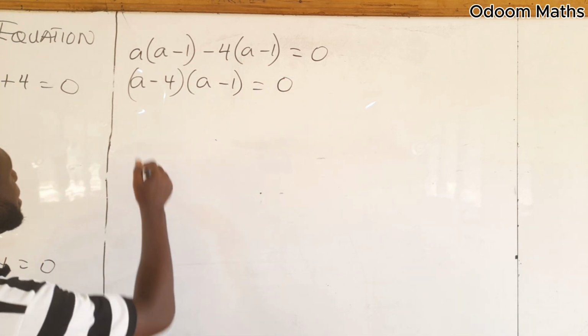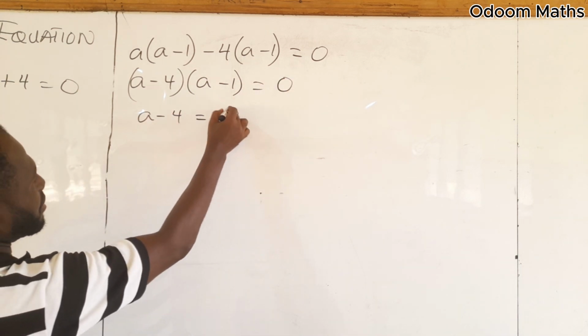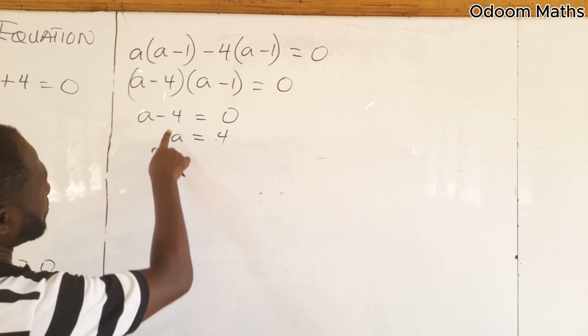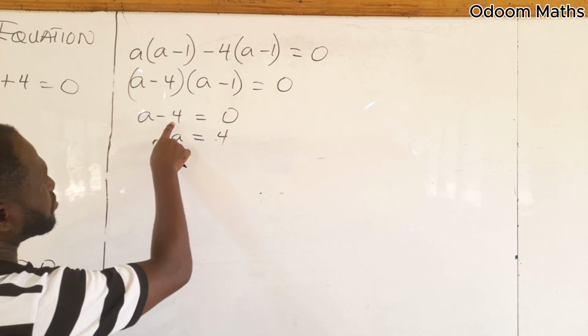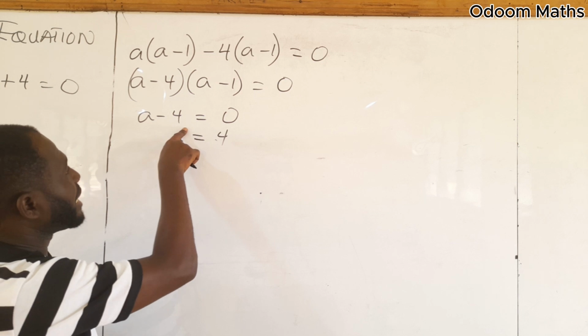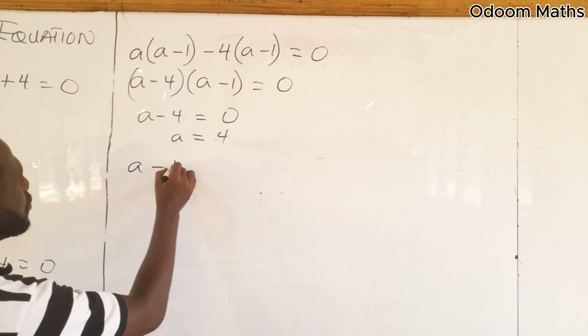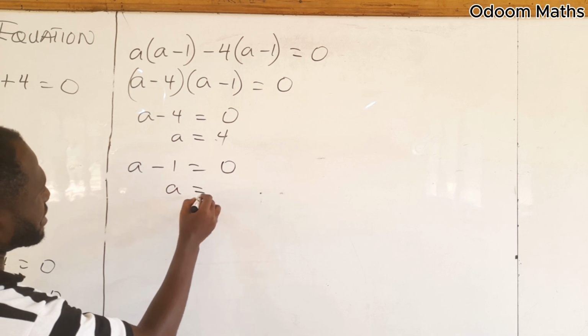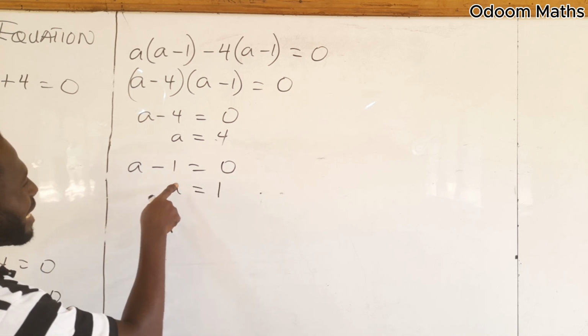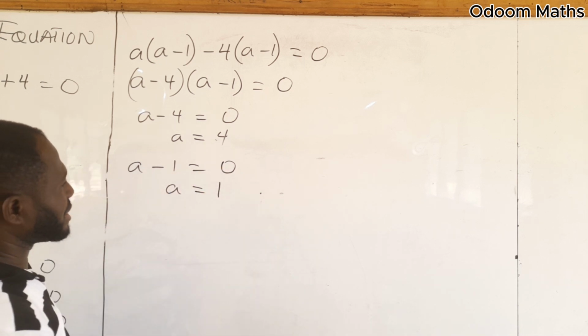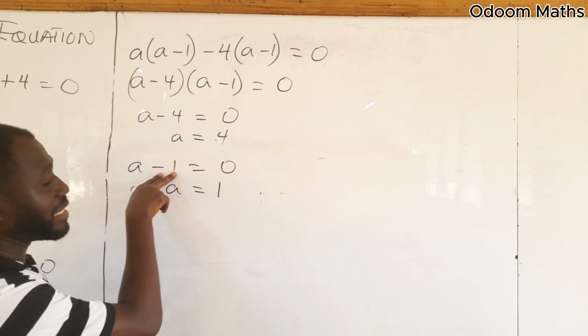In this case, a minus 4 equals 0, so a becomes 4. That is adding the additive inverse of negative 4 to both sides. Then a minus 1 equals 0 means a becomes 1. That is, I am adding 1 to both sides, the additive inverse of negative 1.